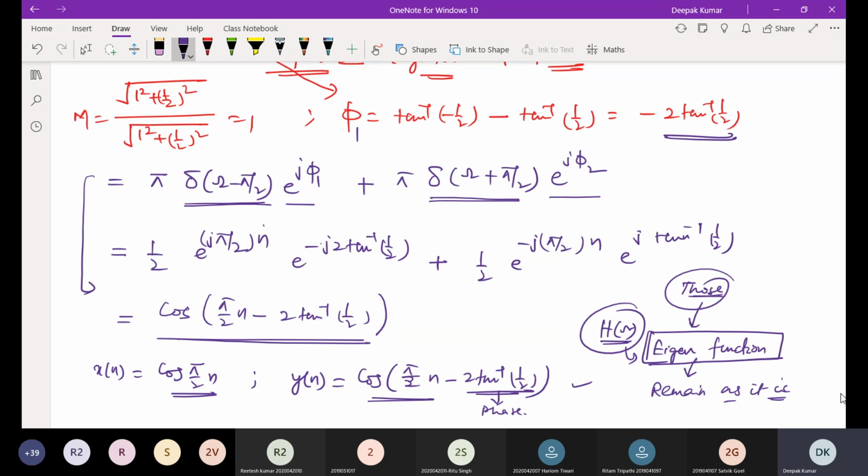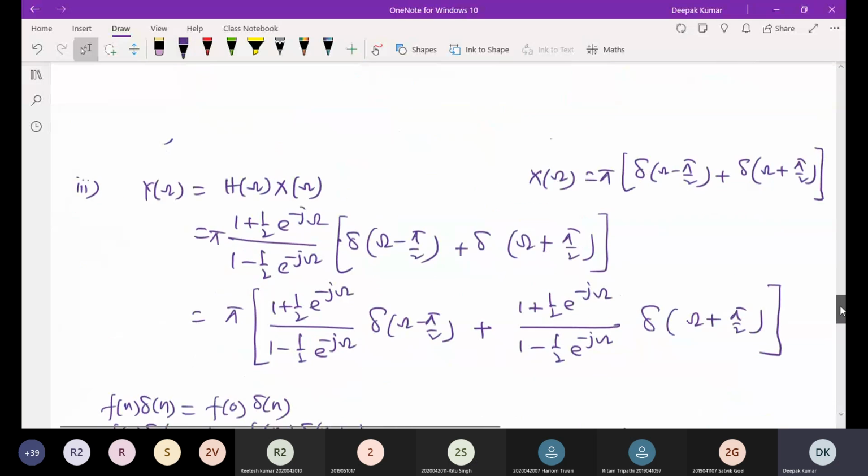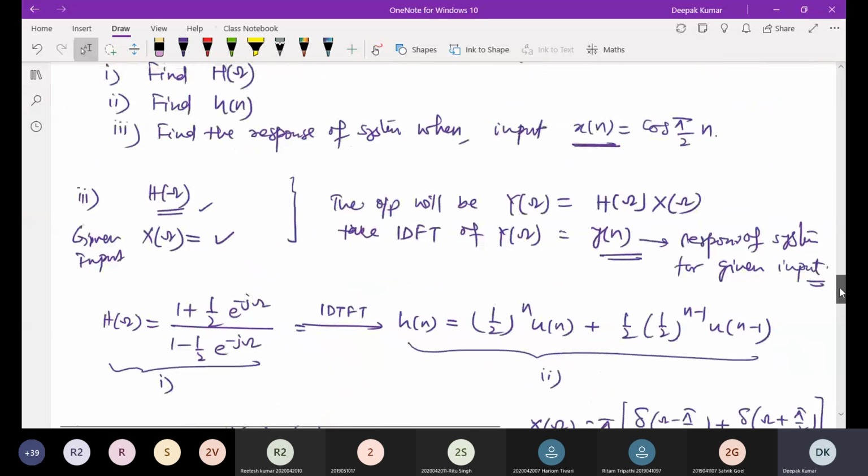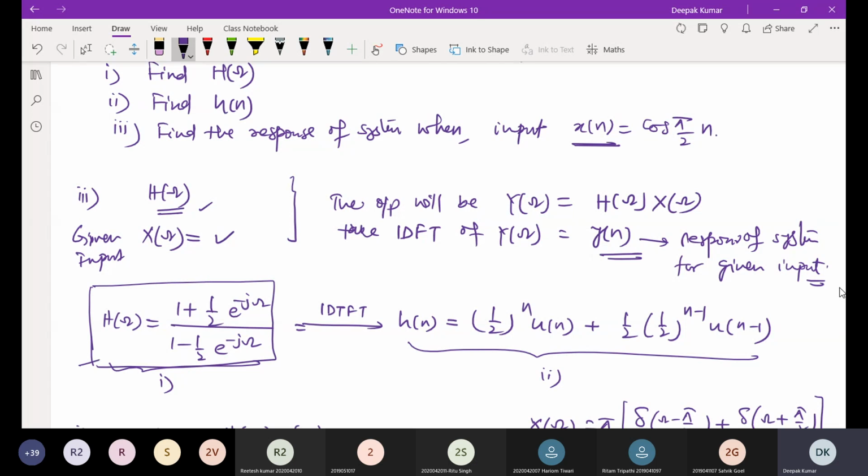But there is a certain change. Remain as it is means it does not change anything. It means it changes, but the characteristic does not change. Magnitude may change, phase may change, but behavior does not change. It means it is sinusoidal, so it will remain sinusoidal. Magnitude will change, phase will change. Here the magnitude will not change because the magnitude is 1. Here also the magnitude of h of omega is not changing.